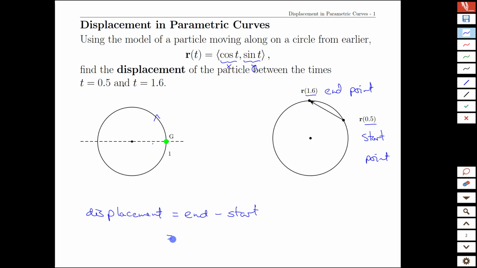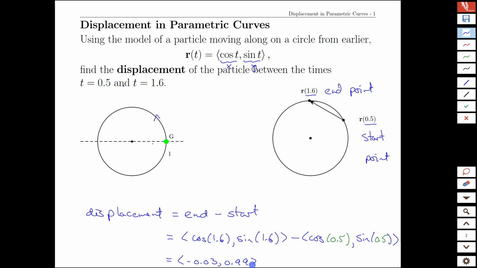With that idea in mind, we just sub in the value 1.6 into our function here. So we'll have cos of 1.6 and sine of 1.6 minus the cosine of the start point, which is 0.5. We'll highlight that here as a different color. And sine of 0.5, again in the same color for reference. And what we can see with that is if we calculate these values to a rough approximation, we end up with negative 0.03 and 0.99.